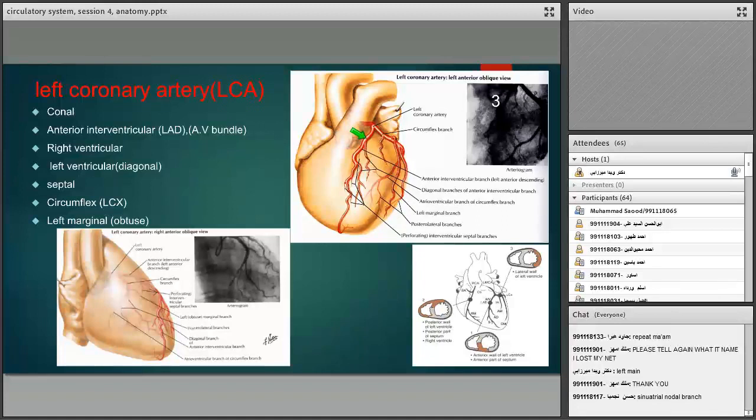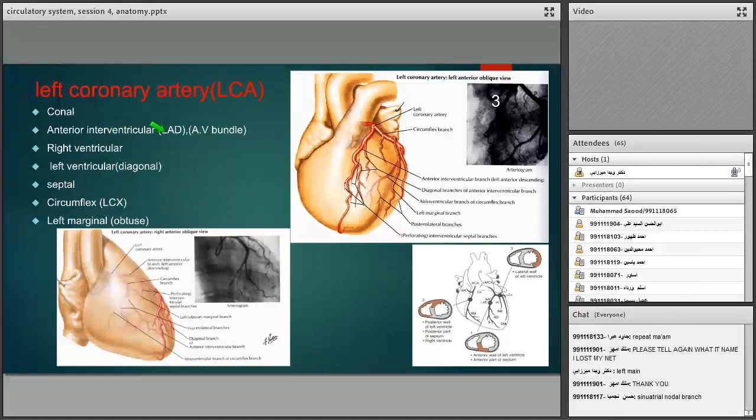Sinoatrial nodal branch is branching from the right coronary artery. We finished that. Now I'm explaining the left coronary artery. After the left main, the left coronary artery is dividing into two parts. One of them is called the anterior interventricular artery.